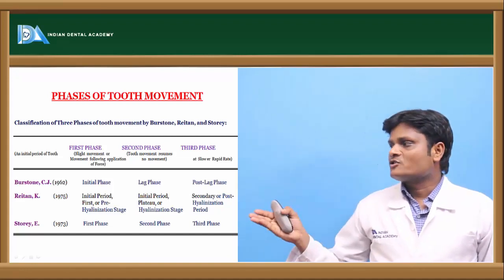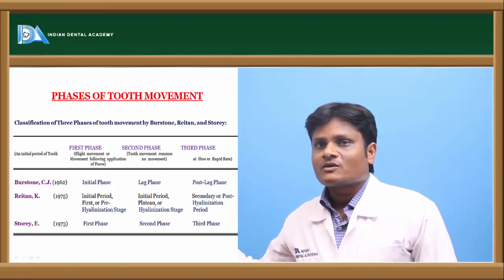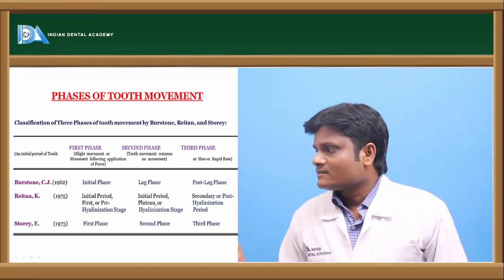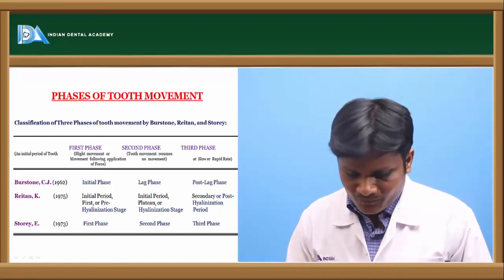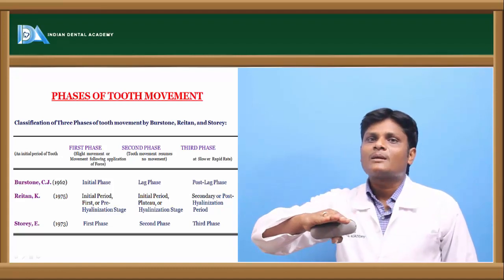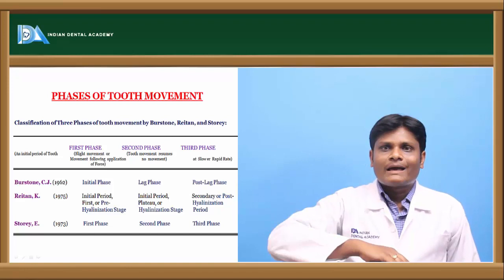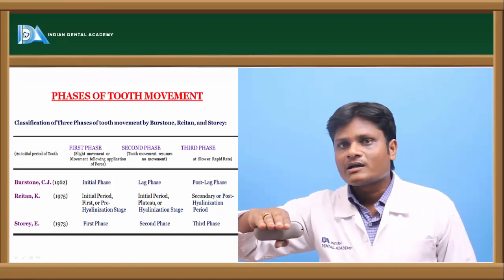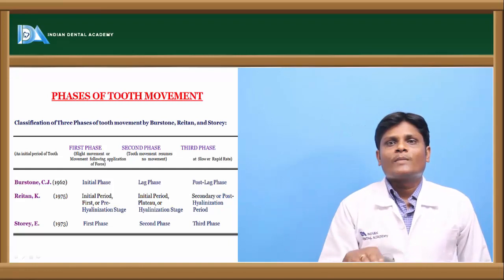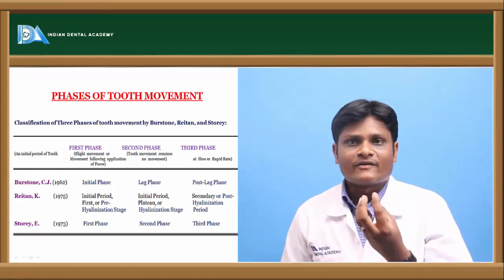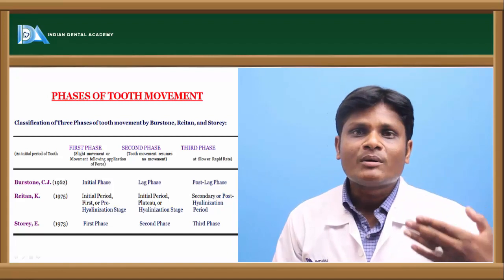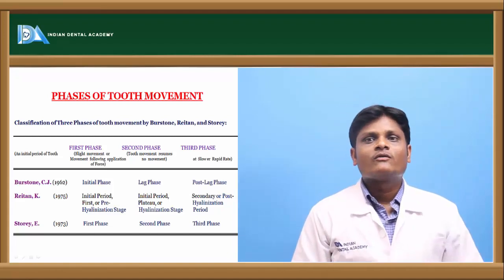According to Reitan, it is the stage of pre-hyalinization. The second stage is the plateau stage or stage of hyalinization, and the third stage is the stage of post-hyalinization. According to Storey, it is first phase, second phase, and third phase. So the point you should remember here is that orthodontic tooth movement does not happen continuously in the same fashion at the same rate. There are periods of accelerated movement, a plateau phase or halted movement, and then again the movement will be accelerated. That is, there are ups and downs in orthodontic tooth movement, mainly due to the phenomenon called hyalinization, which occurs in response to heavy orthodontic forces, or forces beyond the optimum limit of 20 to 26 grams per square centimeter of root surface area.